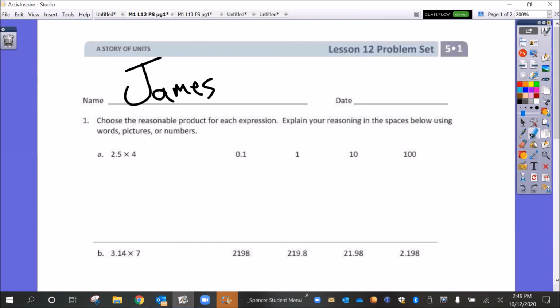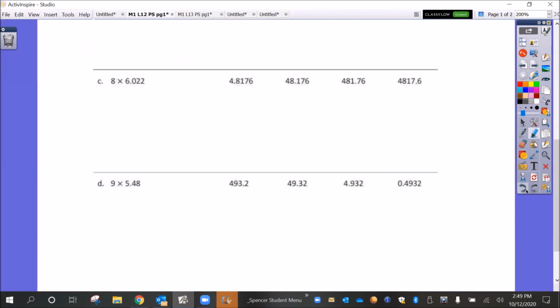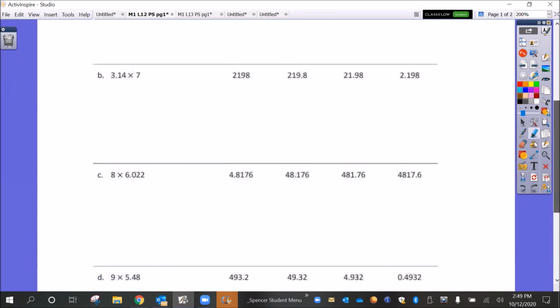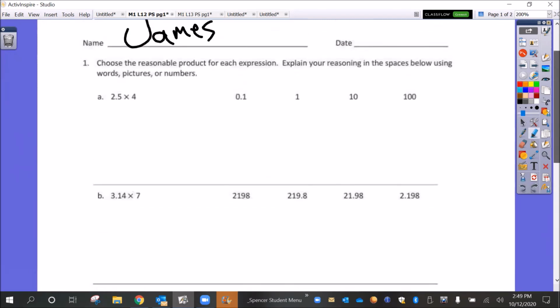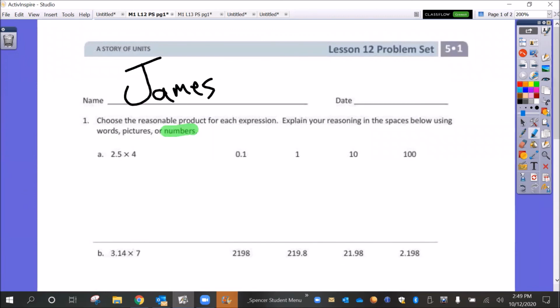It says choose a reasonable product for each expression. Explain your reasoning in the spaces below using words, pictures, or numbers. So pictures, I'm thinking area model. Numbers, whoops, don't scroll up, down, Miss Briggs. Go back. Numbers, I'm thinking stacking them vertically. And if you really want, you can explain them writing sentences.